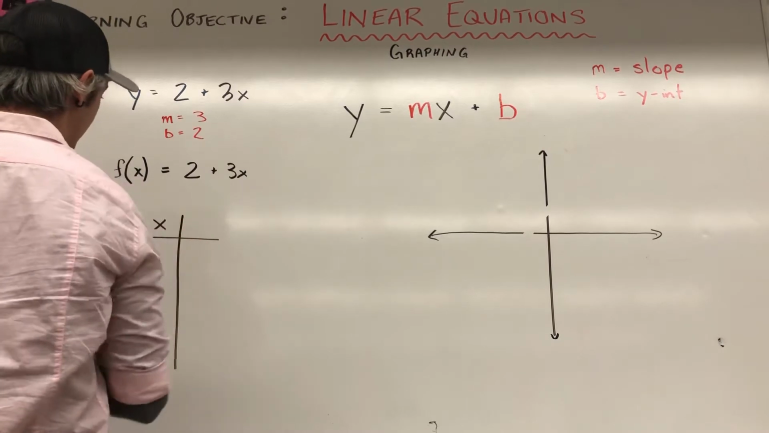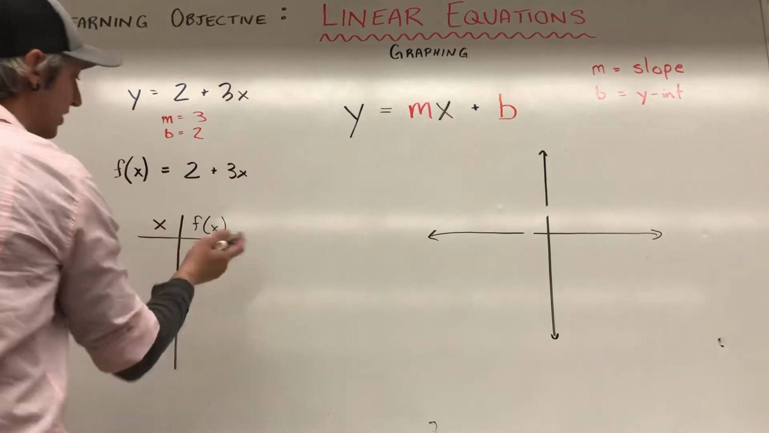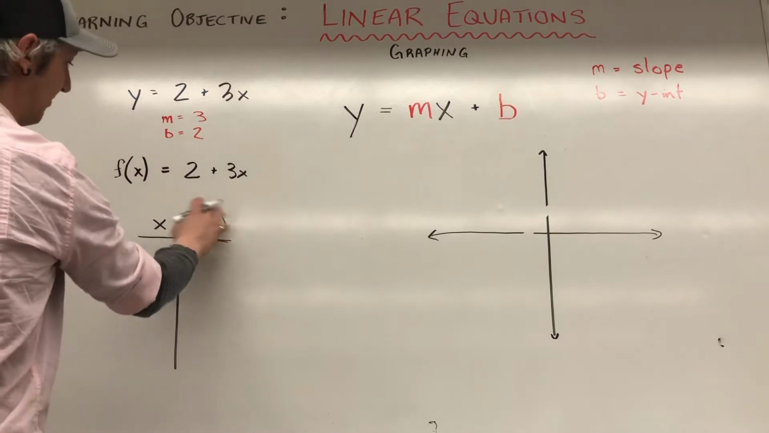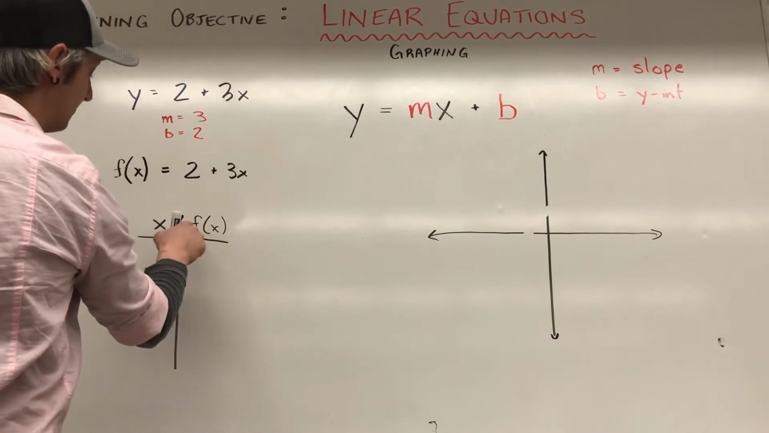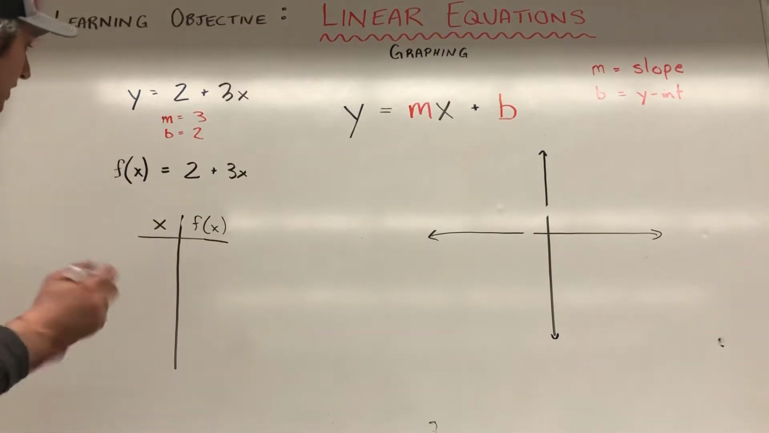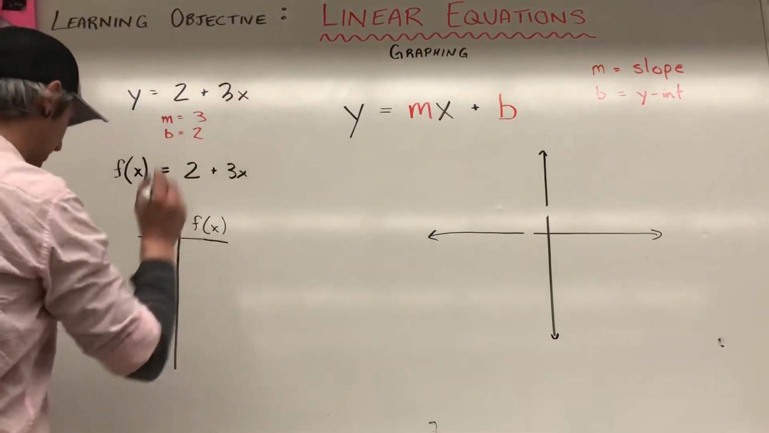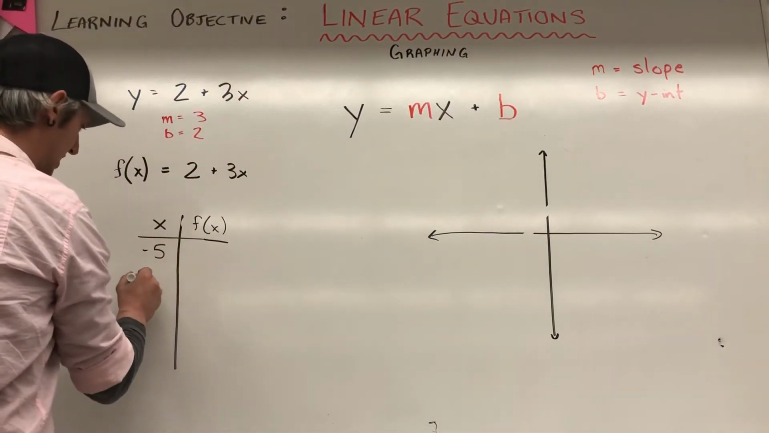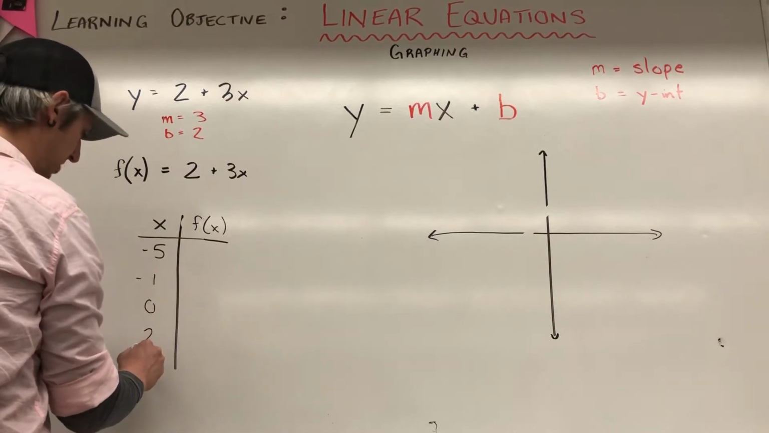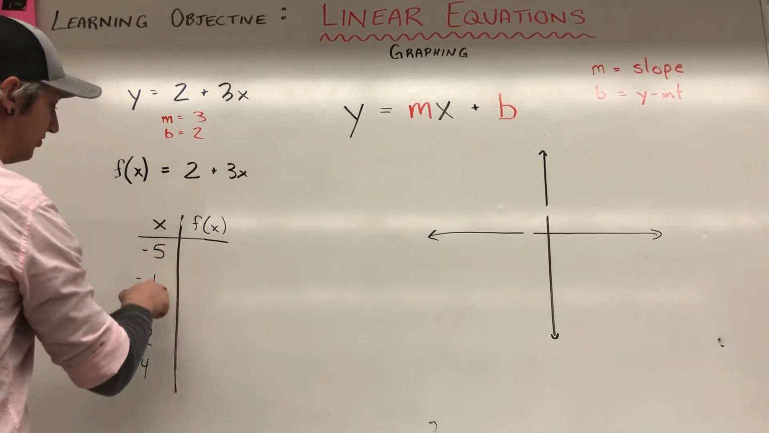So input, and then output, I could write y. In this case, I'm going to write f of x, just because I want us to get used to working with function notation a little bit more. f of x is equal to y. They're the same way of saying the same thing. This is my output with input x. There's my input x. So I'm going to choose some random values of x: -5, -1, 0, 2, and 4. Just random inputs. And now I'm going to see what I get as an output for each of these inputs.